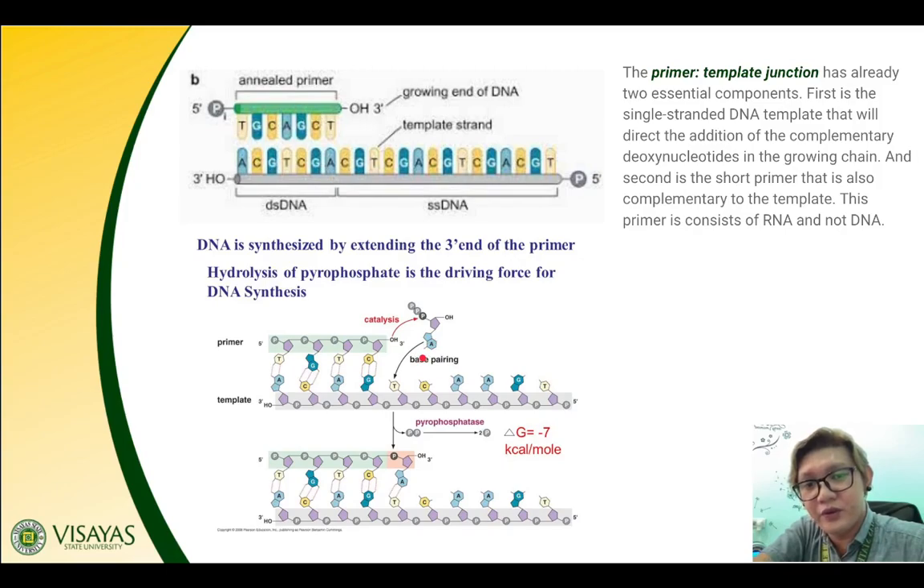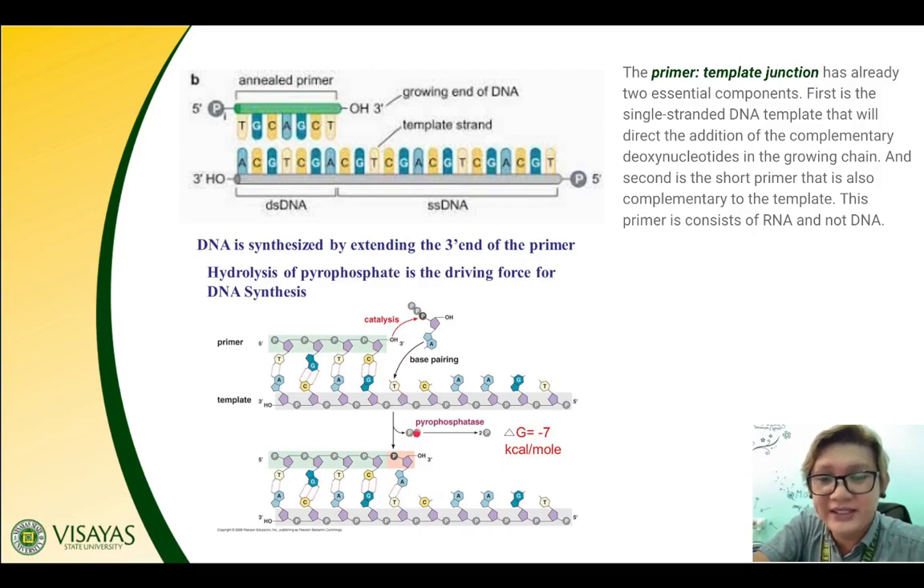And what happens is that the OH here, the oxygen, will have a nucleophilic attack on the alpha position of the phosphate, releasing pyrophosphate in the process. Pyrophosphate means two phosphate groups that are released. Now this is highly unstable. It needs a lot of energy.